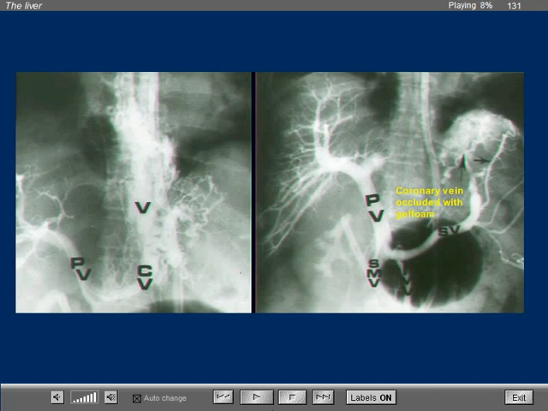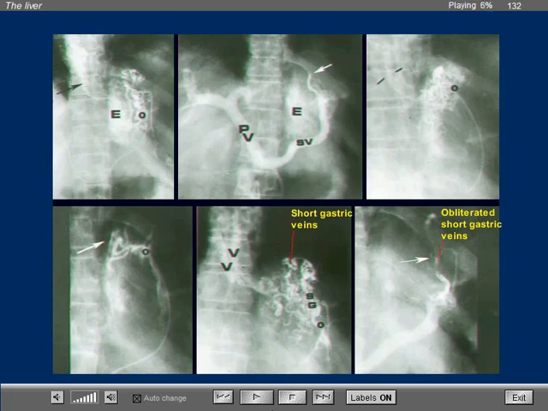In this patient, we first obliterated the coronary vein. However, the patient continued bleeding. So the first two images show the obliteration of the coronary vein. However, note that there are veins connecting the spleen with the fundus of the stomach. The short gastric veins were then selectively catheterized and embolized. And this is one of the very beautiful cases that my dear friend Raul Pereiras, who died a few years ago at a very young age, performed.